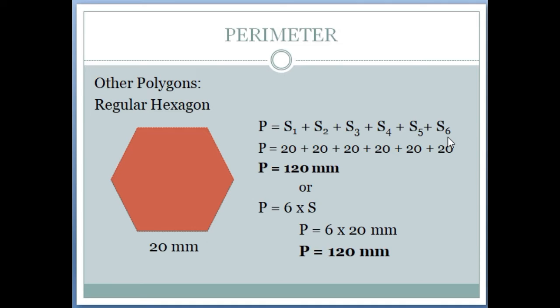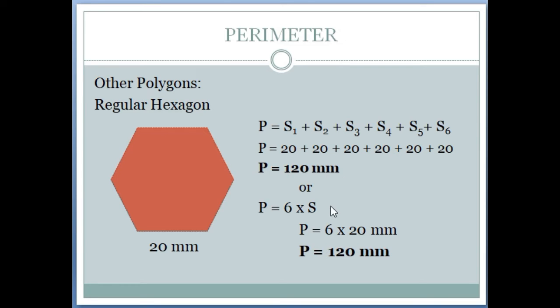Ngayon, ganun pa rin yung gagawin natin. Same process. We just have to substitute the measurement of each side. So, since regular hexagon yan, pare-parehas lang ang measurement ng bawat side. Ito, yan lahat ay magkakaparehas na 20 mm. So, substitute na natin. 20 plus 20 plus 20 plus 20 plus 20 plus 20 is 120 mm.